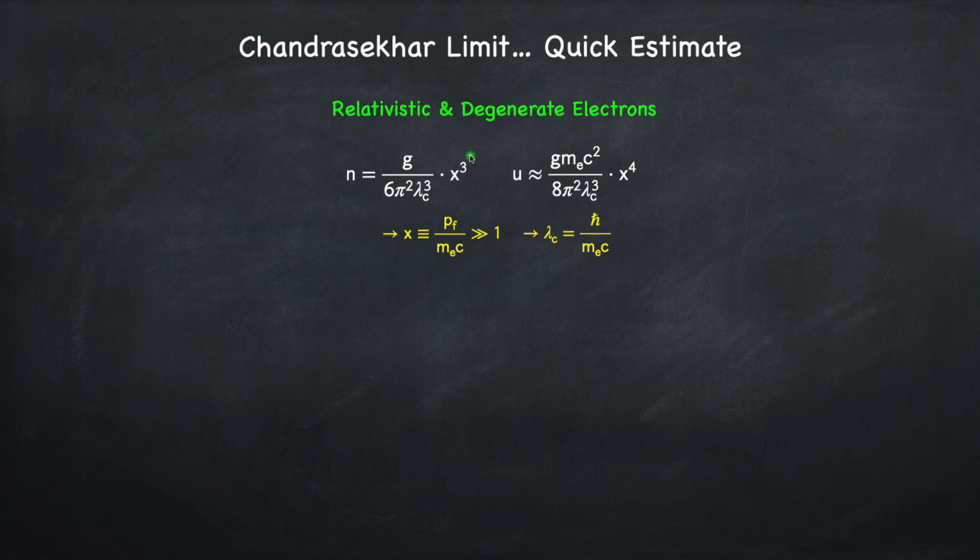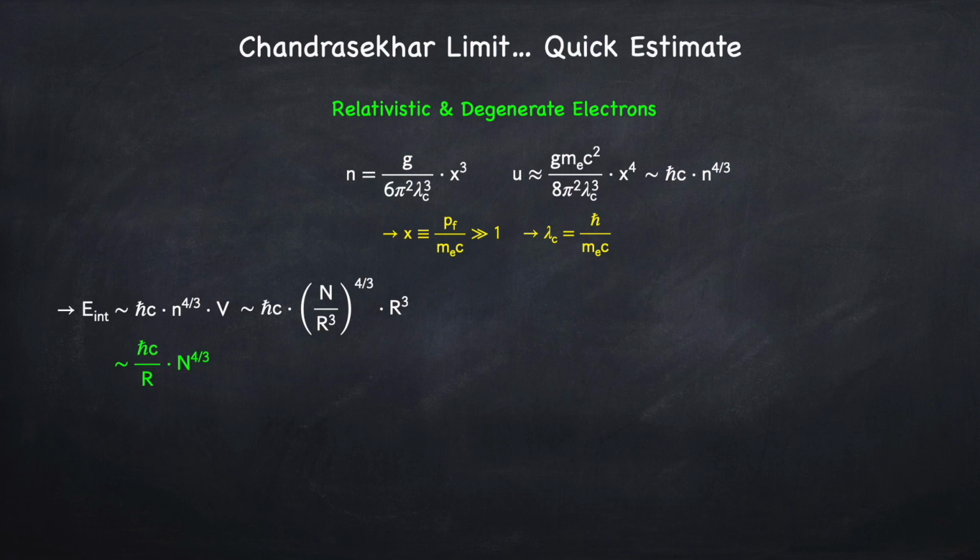Since x cubed is proportional to the number density, we can substitute that into this x to the 4th here to find that the energy density will roughly go as h bar c times the number density to the 4/3. The total internal energy will be the energy density times the volume. Now the number density is the number of electrons per unit volume, and the volume goes as the radius cubed. So the total internal energy will go as the number of electrons to the 4/3 divided by the radius of the white dwarf.